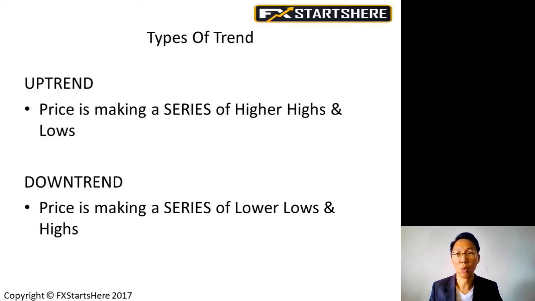So what are the types of trend? We have two different types of trend: uptrend and downtrend. That's all. There's no sideways trend. A sideways trend is known as a range. So, uptrend and downtrend.